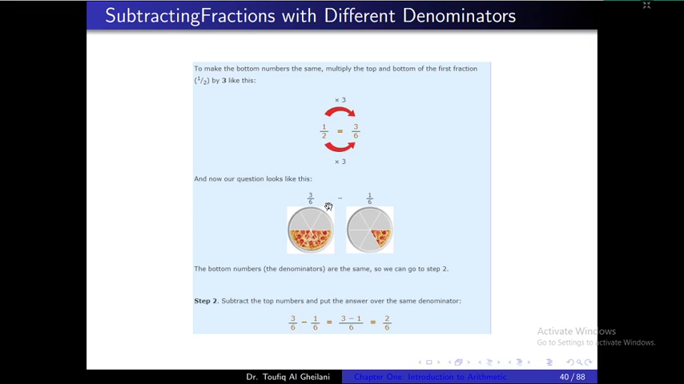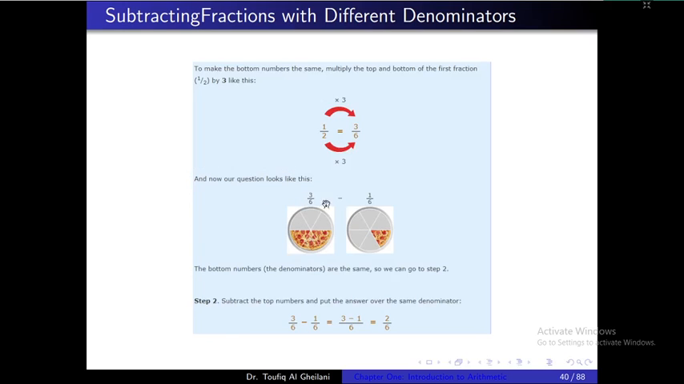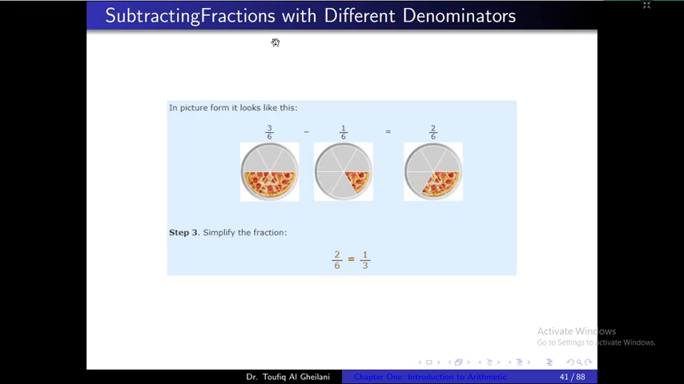So I replace a half by its equivalent, 3 over 6, minus 1 over 6. Now the denominator is the same, so I keep the same denominator, then I subtract 1 from 3, and we get 2 over 6, and we can simplify this to 1 over 3. How do we get 1 over 3? We divide 2 by 2, we get 1, and 6 divided by 2, we get 3.